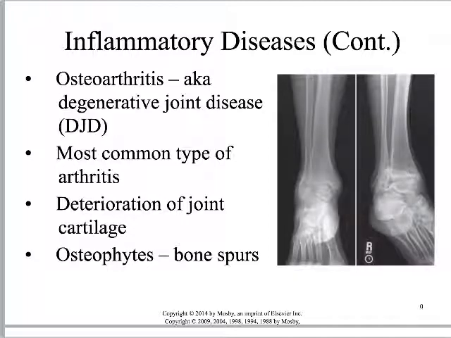Osteoarthritis, sometimes also called degenerative joint disease. This is the most common kind of arthritis. So again, knowing the areas that are being affected, what is happening allows us to differentiate this from rheumatoid arthritis. In this case, what we have is degeneration of the joint cartilage and sometimes the formation of osteophytes or bone spurs. This is really common in the lower extremity, particularly in the feet.